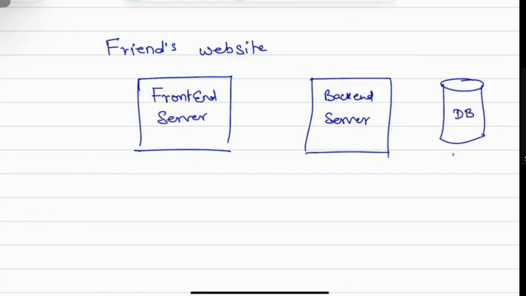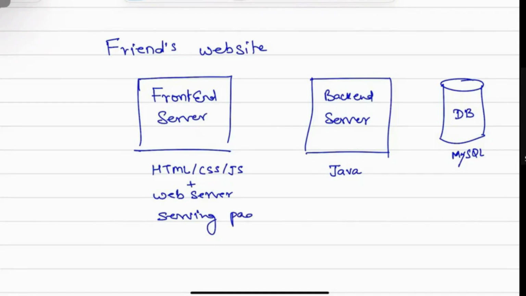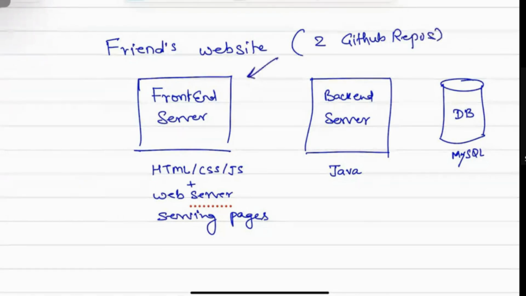And let's keep things simple. Let's say the person used MySQL database. Let's say backend was written in Java, and front end, of course, we all know is HTML, CSS, JavaScript, plus web server, which serves the pages. And let's say this website that your friend has built has two GitHub repositories. This is first repo, this is second repo.